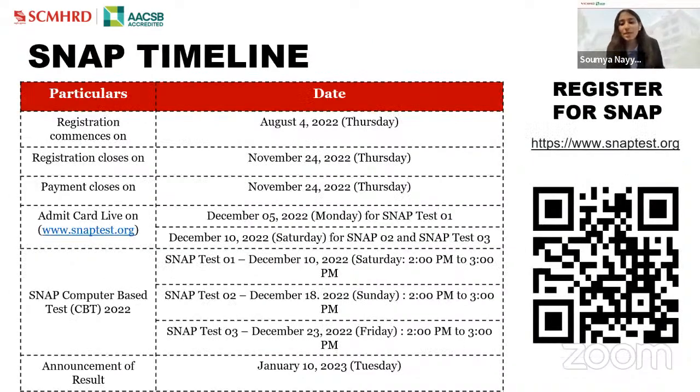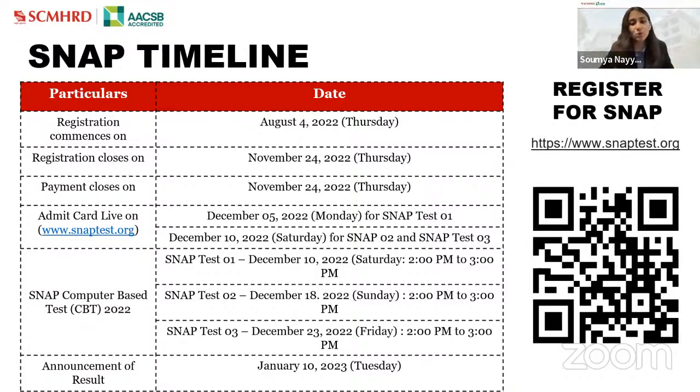Okay, so the SNAP timeline is, on August 4, we started with our registrations, and the registrations end on November 24. The payment, of course, closes on November 24th as well. And the admit card, so again, there are 3 slots. These 3 slots are December 10, December 18, and December 2022. So these are the 3 slots, and of course, you can appear for all 3 of them. And if you register for the respective slots, your admit card will be live respectively.